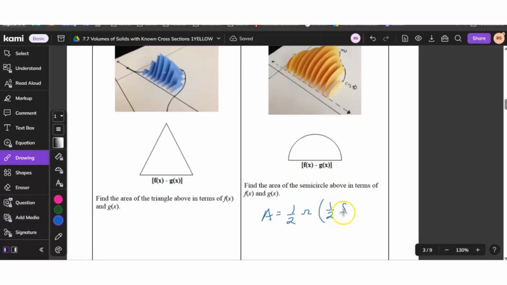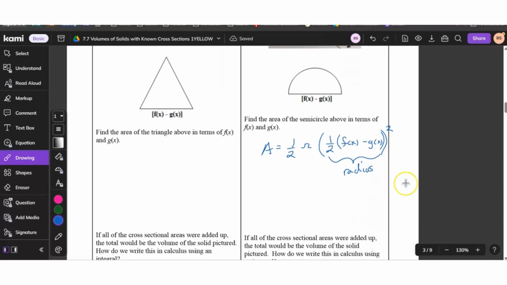So half of f of x minus g of x, right? And that whole thing, oops, should be an extra set of brackets, sorry. That whole thing then needs to be squared because, of course, it's pi r squared, where all of this is my radius. Now, here's the thing. That's kind of obnoxious, and we can simplify our coefficients and make it easier.